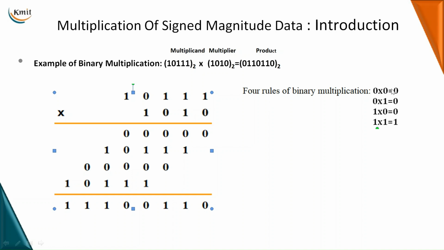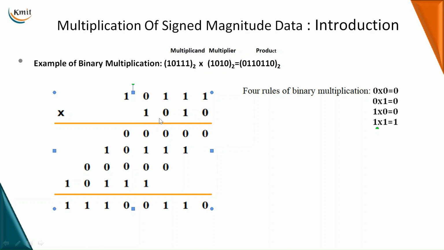So the rules are 0 into 0 is 0, 0 into 1 is 0, 1 into 0 is 0, and 1 into 1 is 1. So let's see an example. When I am multiplying these two numbers, 10111 the multiplicand and 1010 the multiplier, whenever the bit of your multiplier contains a 0, we copy all zeros in our partial product. And whenever the bit of a multiplier is a 1, the multiplicand is copied as a partial product. So this is how we perform a binary multiplication.